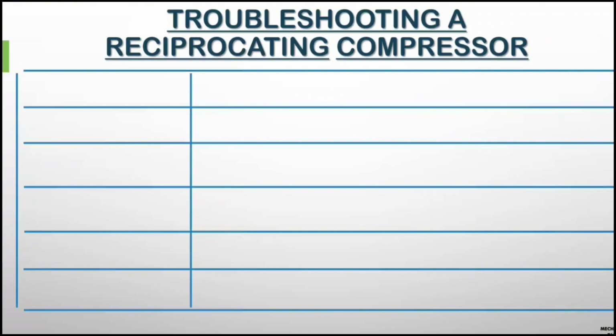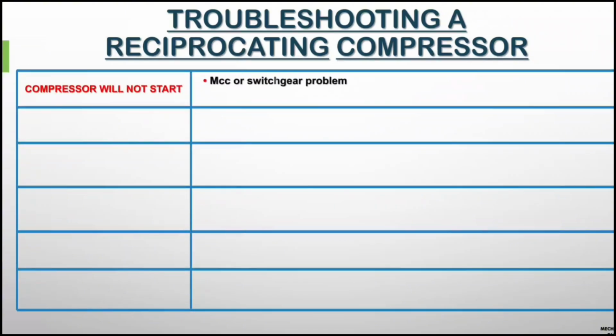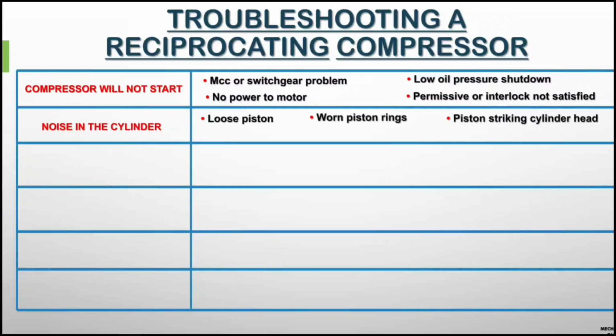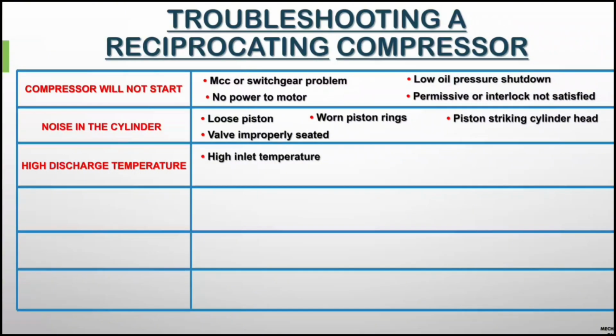Next we'll see the troubleshooting of the reciprocating compressor. First, we'll see if the compressor does not start. Possible reasons may be an MCC or switchgear problem, low oil pressure shutdown, and no power to the motor. If it's a motor drive, permissive or interlock not satisfied. Second, noise in the cylinder. Maybe loose pistons, worn piston rings, piston striking the cylinder head, or valve improperly sealed. Then the compressor gets a high discharge temperature, maybe due to high inlet temperature, leaking piston ring, wrong lube oil flow rate, and intercooler fouling.